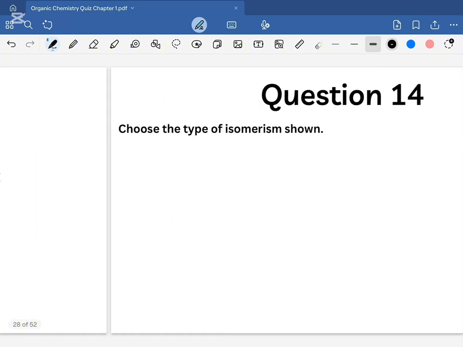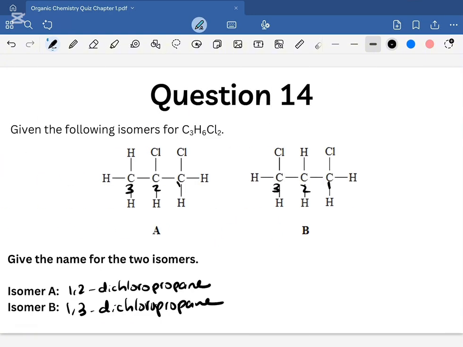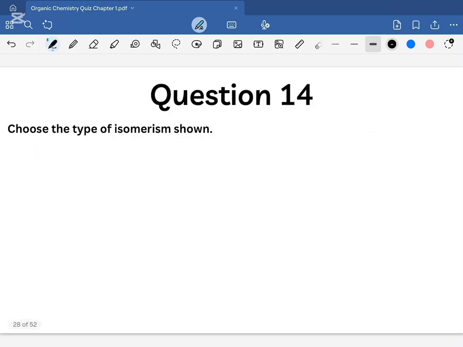Now for question 4, choose the type of isomerism shown. As you can see, they're exactly the same, but the Cl is on another carbon. So these we call positional isomerism. Positional isomerism.